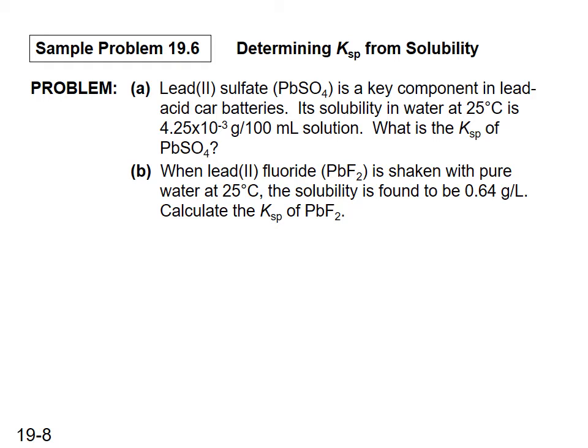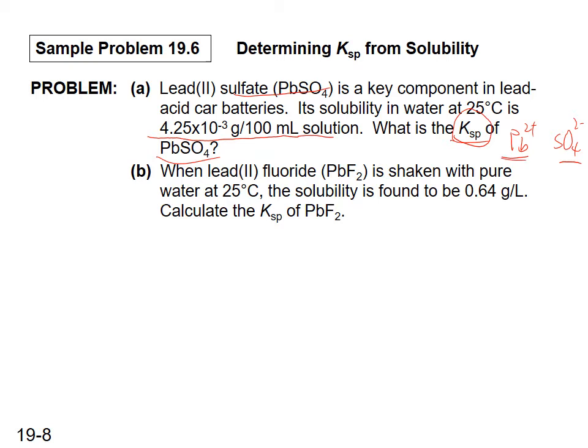Sample problem 19.6. Lead sulfate is a key component in lead acid car batteries. Its solubility in water is this amount. What is the Ksp of lead sulfate? To calculate the Ksp, we need the concentration of the ions. In this case, it will be the lead ion and the sulfate ion. So we need the concentration. And how do we find the concentration?